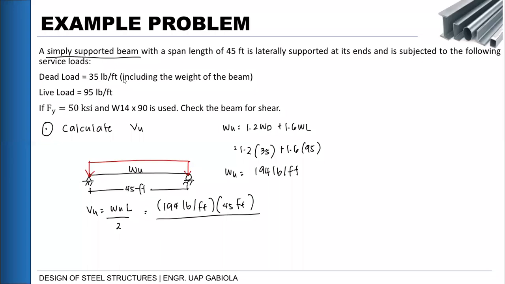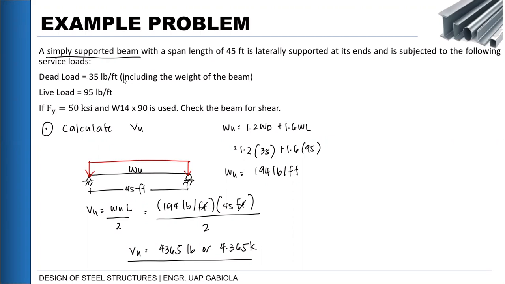Okay, over 2. So, cancelled out yung feet. VU will be equals to 194 times 45 divide 2. That is 4365 pounds or 4.365 kips. Kilo pound. Parehas lang yan. Kips or kilopound. So, ito yung kailangan nating i-resist ngayon na value ng shear. So, yan yung ultimate shear ng section natin.